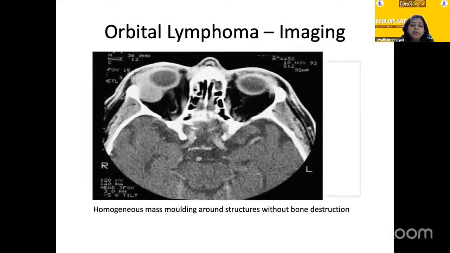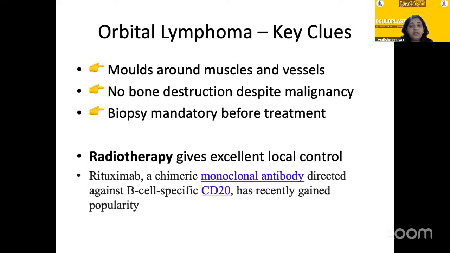So in imaging, the characteristic feature is the homogeneous mass that molds around the structures without any bony destruction. So the key clues are that it molds around muscles and vessels, with no bony destruction despite it being a malignancy.